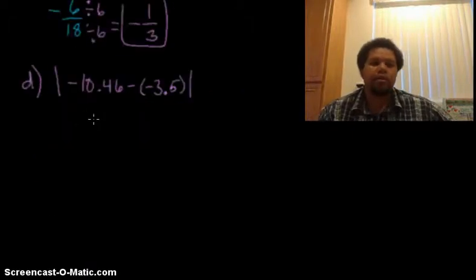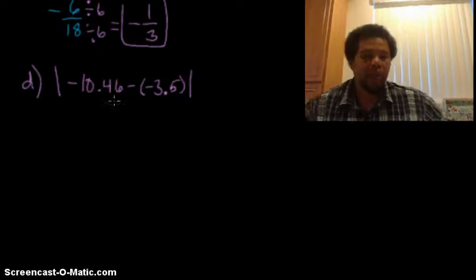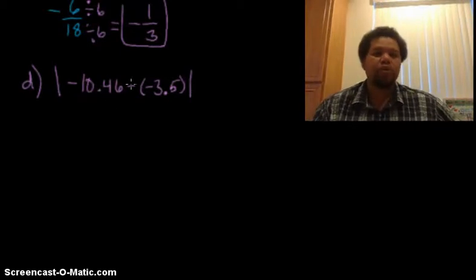Okay, in this next example, we have absolute value bars. And one mistake that students make is they try to apply the absolute value bars at the beginning, which we don't do. We work everything inside the absolute value first and then apply the absolute value. So let's take a look at what we have. We have a negative 10.46 minus a negative 3.5.